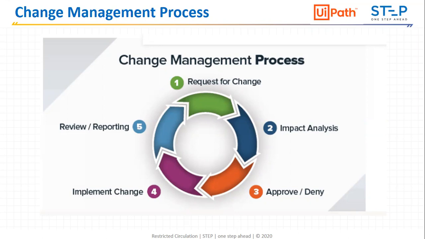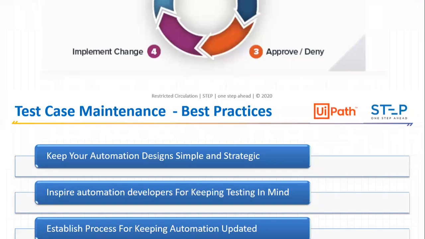After the implementation and testing is done, we need to do the review and reporting of that particular change. So this is the entire test management, change management process, where we first request for a change, then impact analysis is done, feasibility study is done related to those changes by using requirement traceability metrics, and then approve or deny. It is a top management call. Then implement that particular change, and review and reporting. This is the change management process of any project or related to the test automation.